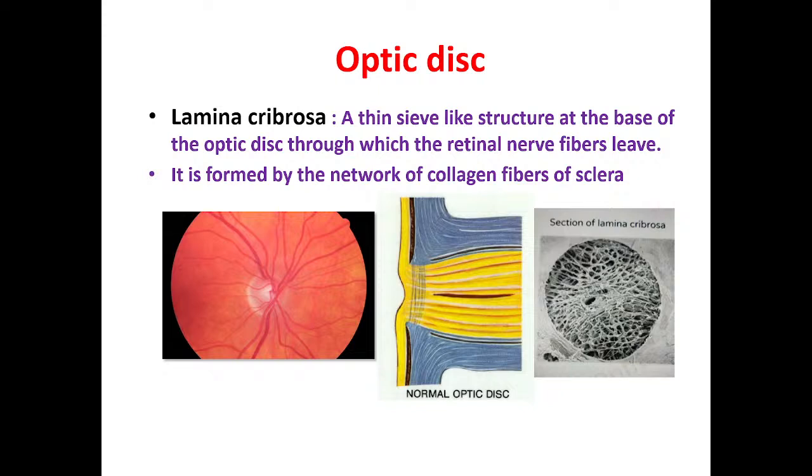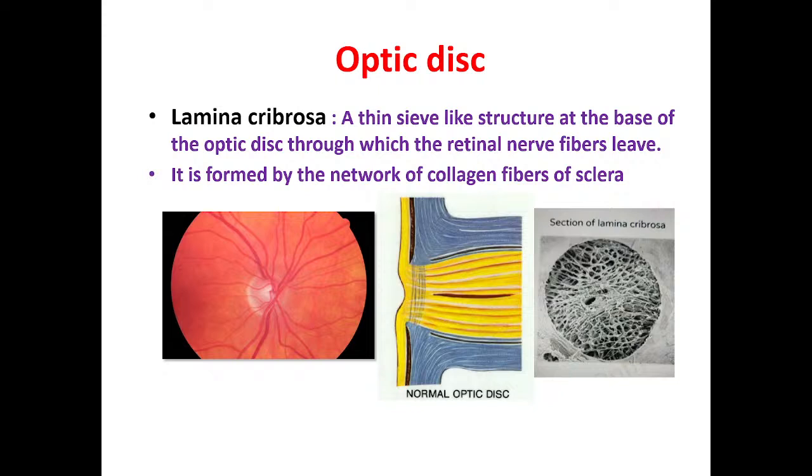So, we mostly see changes at the poles of the disc, the superior and inferior pole. In glaucoma we see more changes at the poles, superior and inferior pole, because they are less supported by the lamina cribrosa and the pores are bigger. So, they are early to get damaged in glaucoma. This is the lamina cribrosa, the sieve-like structure through which the fibers are passing. The lamina cribrosa is in the center and these are the fibers passing all around from the disc.